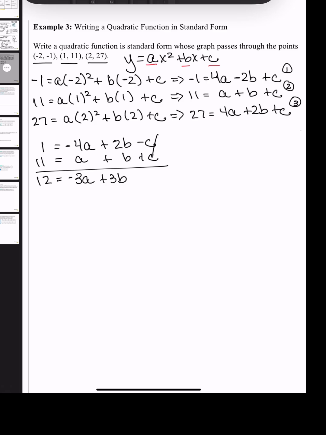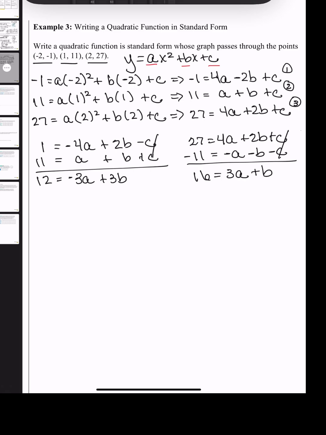Now I'm going to do the exact same thing. So I think between equations 2 and 3, I can also get rid of the c. So how about I'll start with equation 3, which is 27 equals 4a plus 2b plus c. And then I'll multiply the second equation by a -1, getting -11 equals -a, -b, -c. Combining those, the c's go away. And I'm left with, let's see, 16 equals 3a plus b.